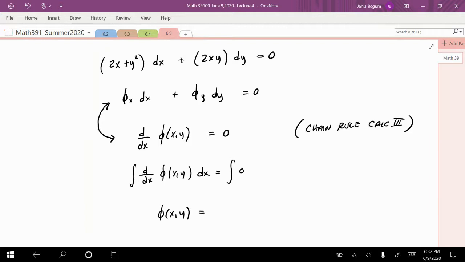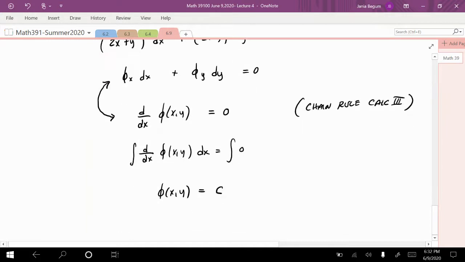So you get the letter with respect. Right, c, right? Just a constant. Exactly. So what is this function phi? Well, this function phi is nothing other than just a constant.